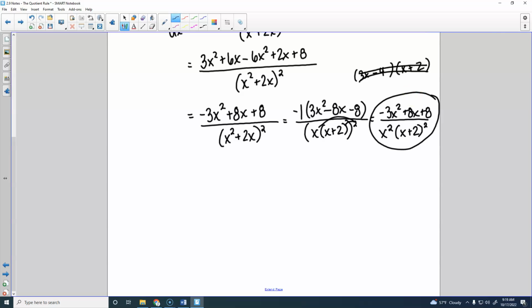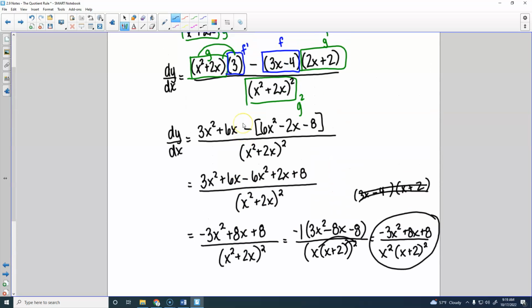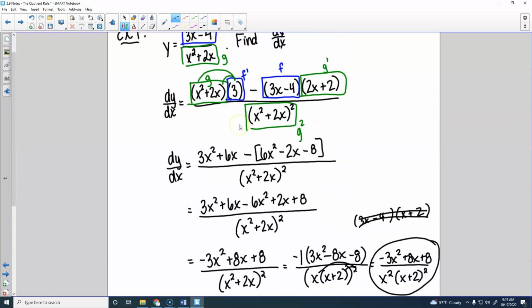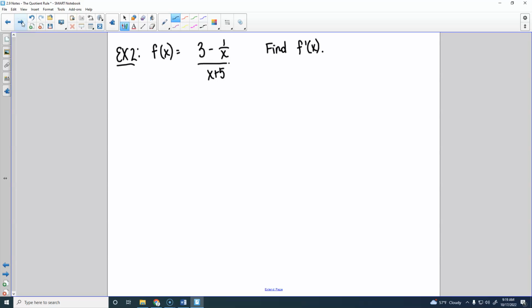Now, it's not required that you do this here. It's just that with multiple choice answers, you might see it look like that instead of like this. Okay. Questions? All right, let's do another one.